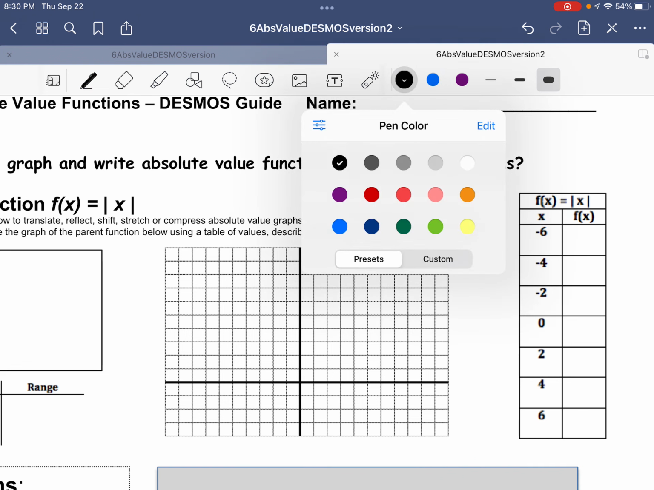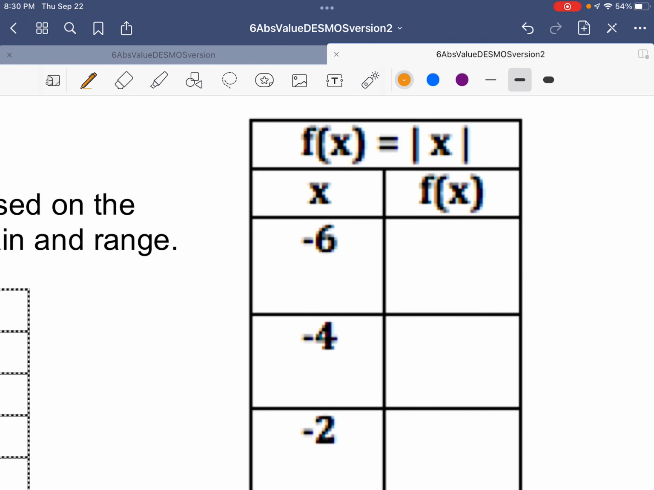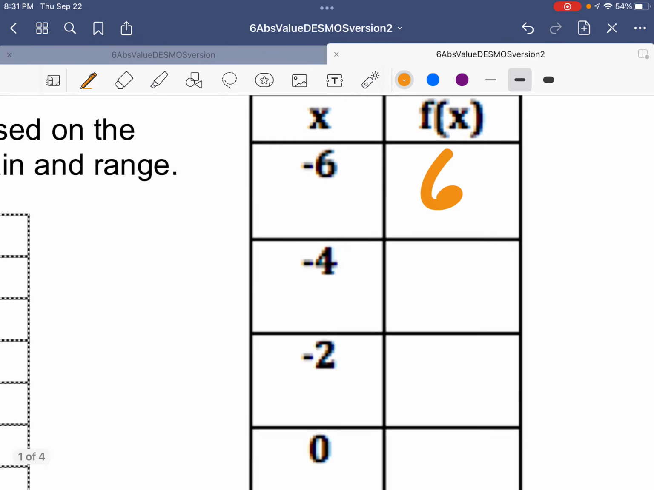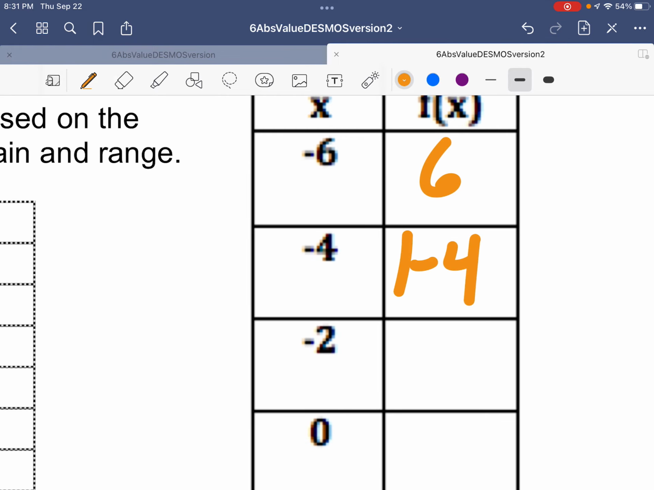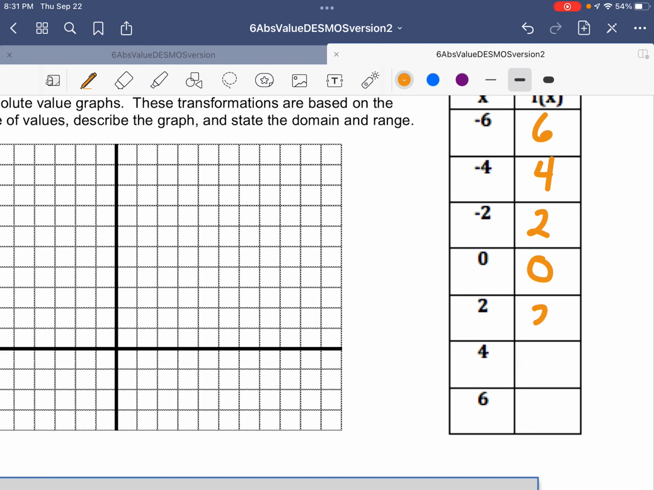So, how did you do? When it comes to making your table of values, again, you're plugging into the absolute value function. So it's going to be like the absolute value of -6. Well, that's just the distance from 0, which of course is 6. The absolute value of -4. Again, that's just the distance, so that's 4. And as we continue here, we can be sure to have these particular outputs.